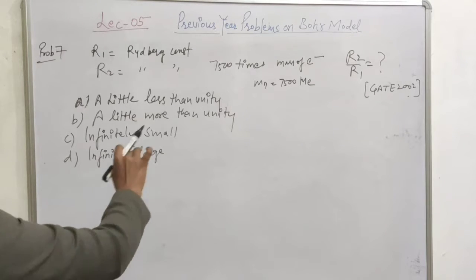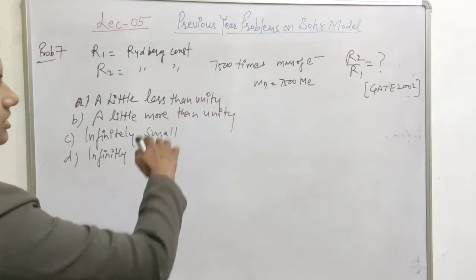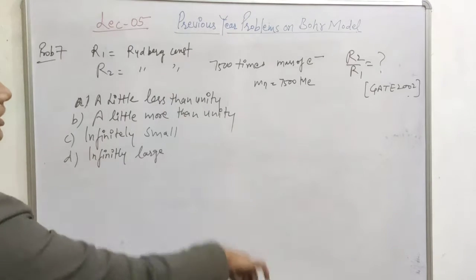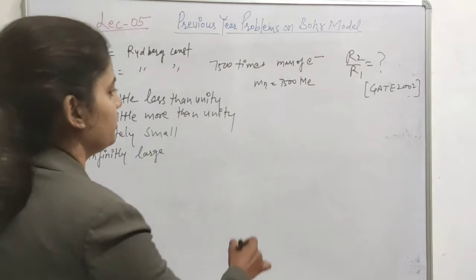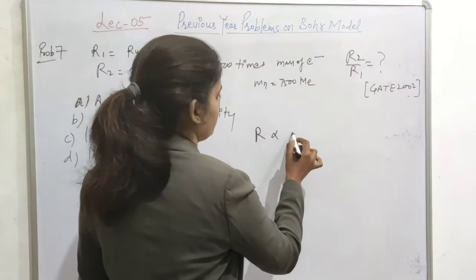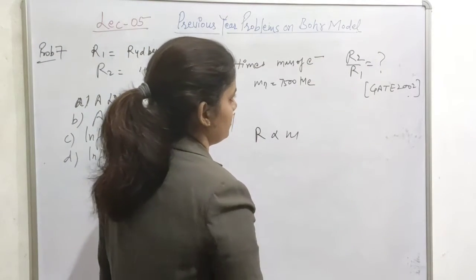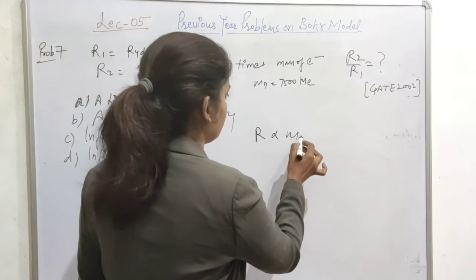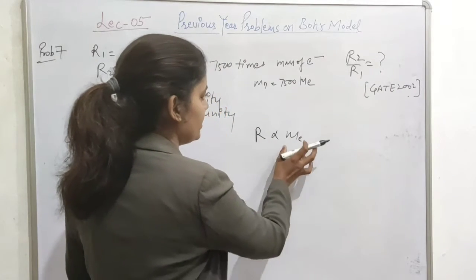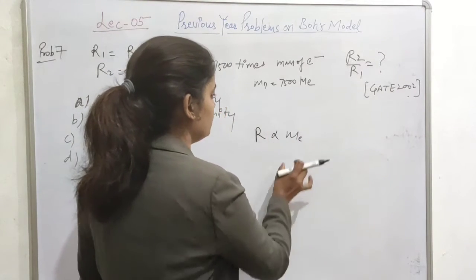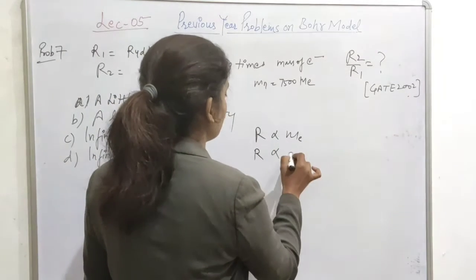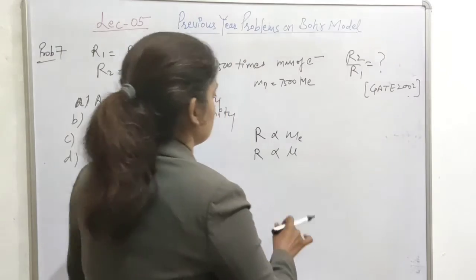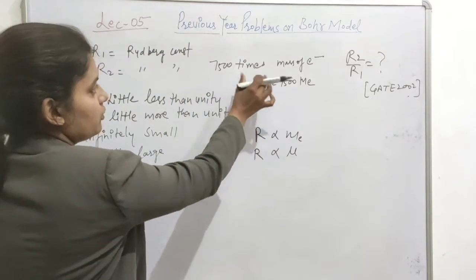So you have to calculate what will be the effect after considering the mass of the nucleus as 7500 times the mass of the electron. You know that the Rydberg constant is directly proportional to mass. When the nucleus is infinitely heavy, it corresponds to the mass of the electron, and in this case the nucleus mass will be a reduced mass system.